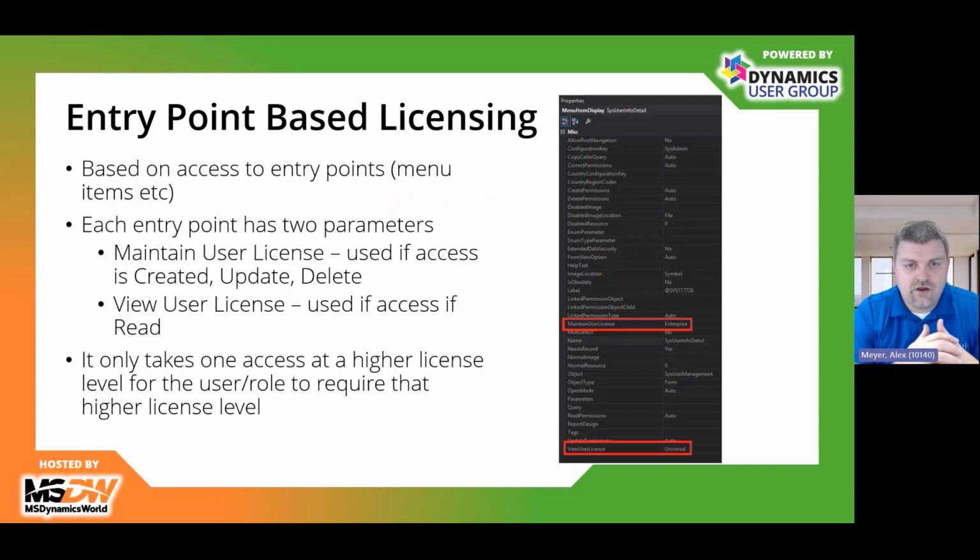And so you can see very quickly that giving access at that higher level is going to require a much higher license and have a much higher incurred cost for this particular menu item itself. If you look at it from a user license perspective, the system will go through and analyze all of the different menu items that a user has, and it'll look to see what's the highest license requirement that user needs based on their access to each individual menu item. And it only takes one access at a higher license level for that user to require that higher level license.